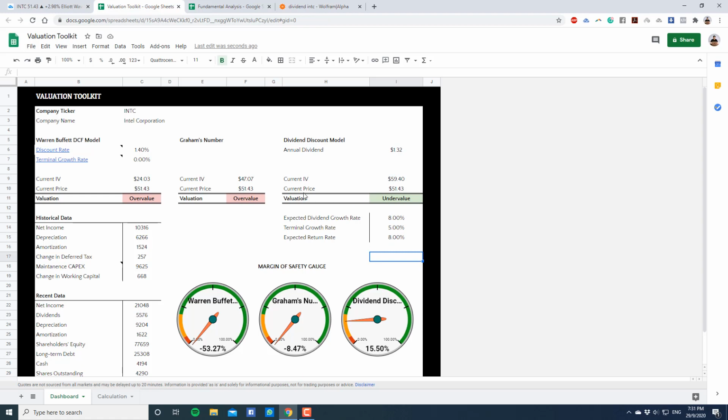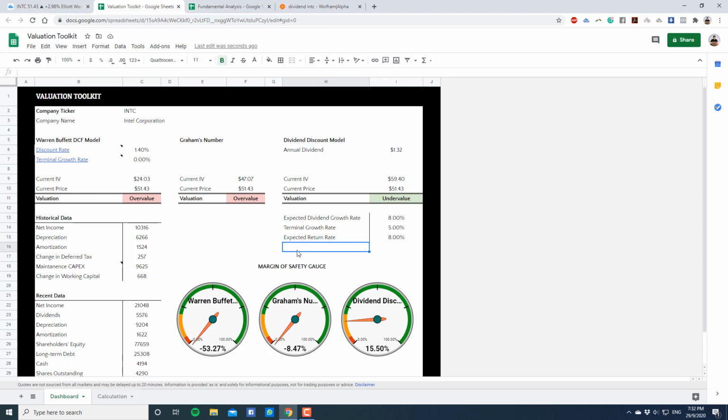Now, the current price of Intel is actually $51.43, and that's already under the current IV based on the DDM model. In other words, right now at $51.43, if I enter into Intel, my expected rate of return is way higher than 8% already.